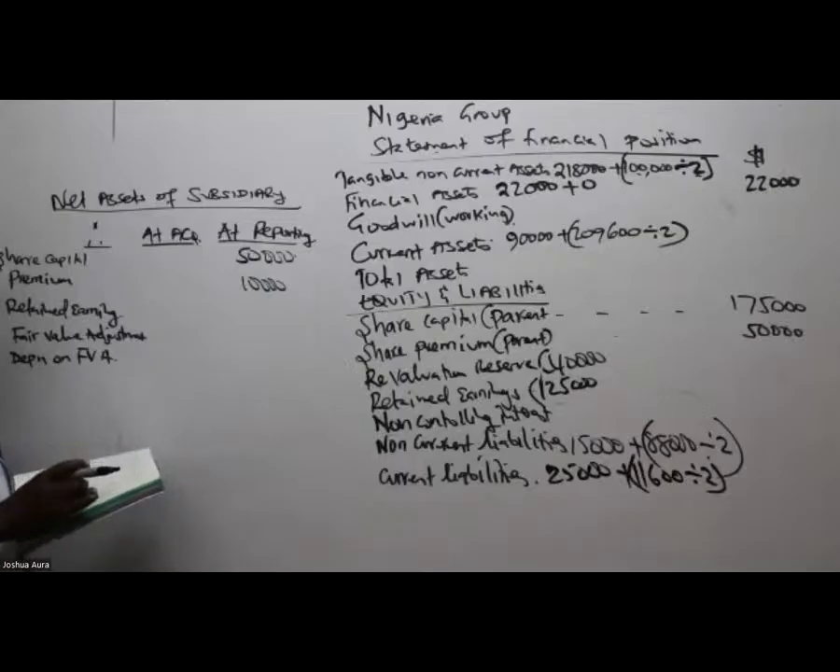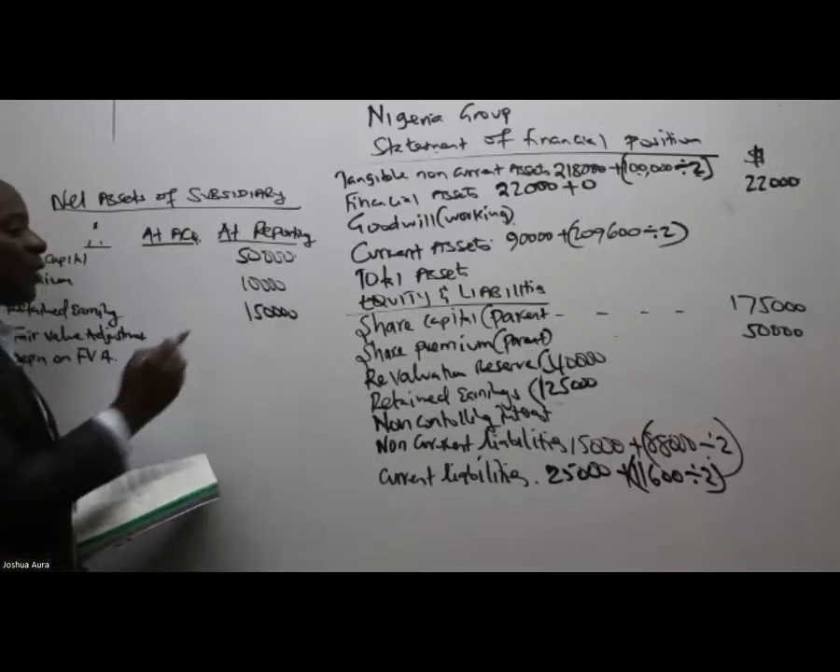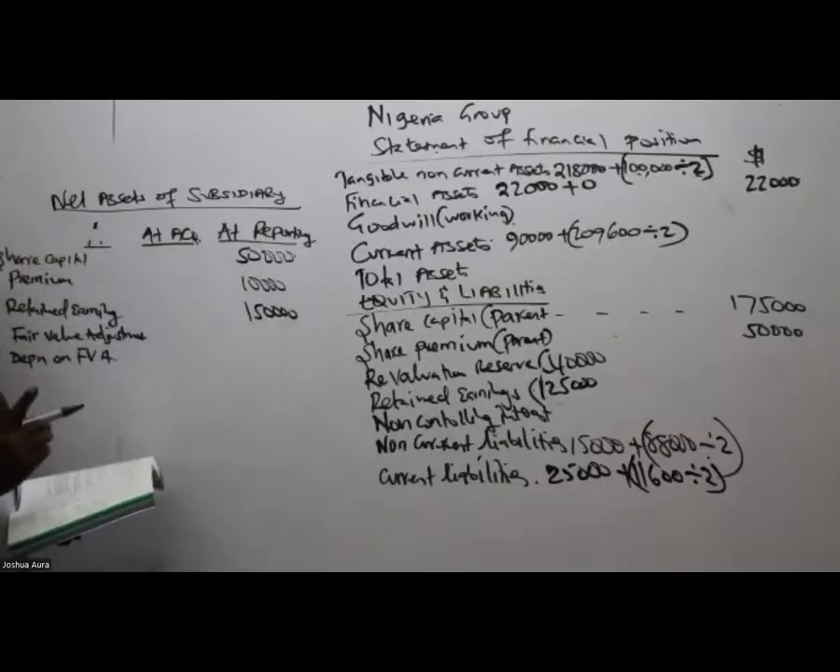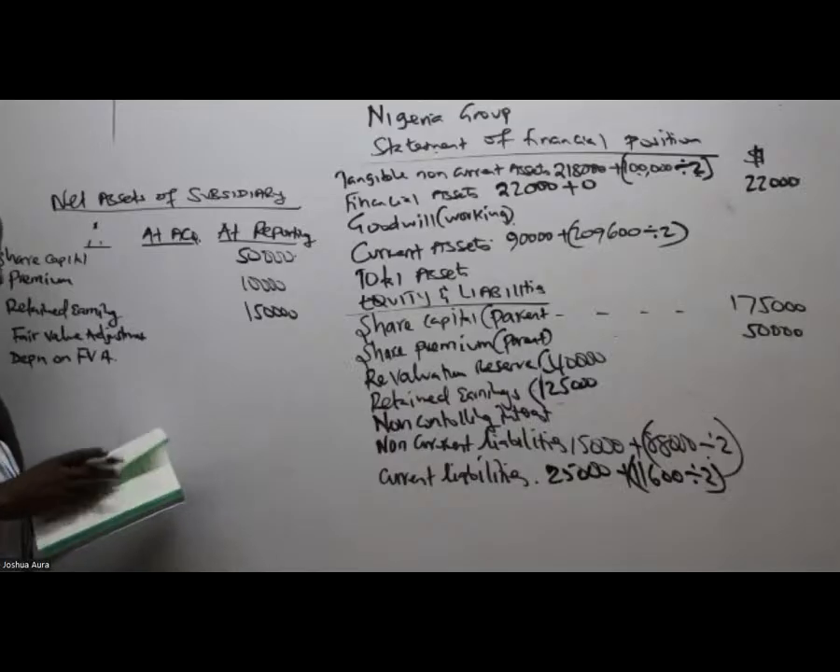Retained earnings, what do we have, ladies and gentlemen? Retained earnings, we have 150,000 at the end. Share the question. Already you have the question. Check your group. Great.